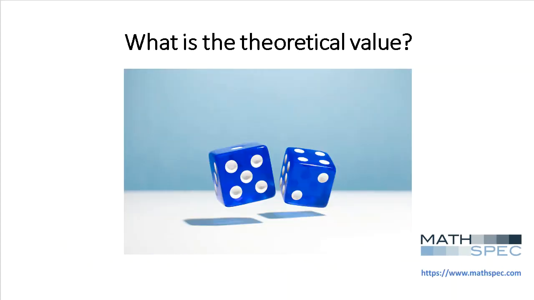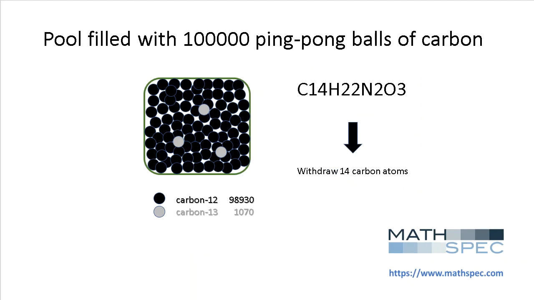Unlike theoretical masses, there are no theoretical isotope patterns, because isotope patterns are based on probabilities. Let us randomly generate one atenolol molecule. Imagine if there was a swimming pool with 100,000 ping pong balls representing the element carbon. This pool might have 98,930 black carbon-12 ping pong balls and 1,070 gray carbon-13 ping pong balls. Carbon-14 is about one carbon atom per trillion, so we can ignore carbon-14.